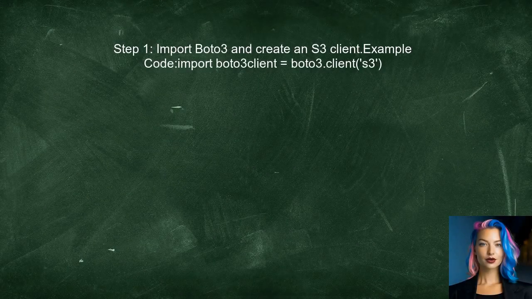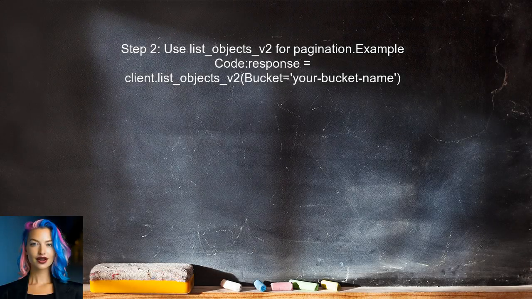To iterate over all the files in an S3 bucket, the user should first import the Boto3 library and create an S3 client. This is the first step in accessing the S3 service. Next, the user should use the list_objects_v2 method instead of list objects. This method allows for pagination, which is essential when dealing with more than 1,000 objects.